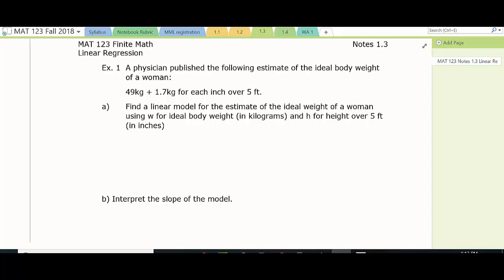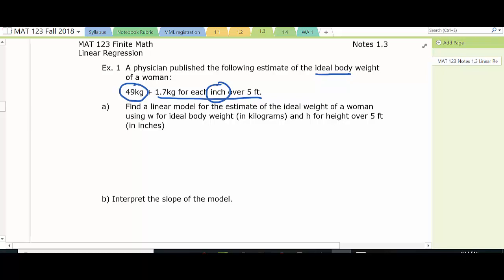Okay. So the idea with this one, it says a physician found that the ideal body weight of a woman was 49 kilograms. That's fixed. And then 1.7 kilograms for every inch that you're over 5 foot. So the ideal body weight, according to this physician, would be 49 to start with, regardless. They're just assuming that you're talking about people over 5 foot. Then every time you add an inch to 5 feet, it would just be another 1.7. Does that make sense to you?